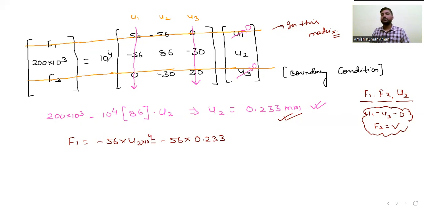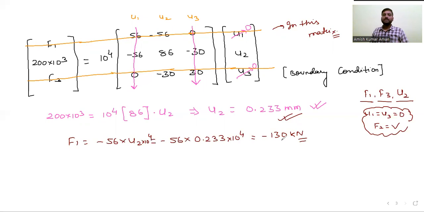10 to the power 4 is common, right? So it will be multiplied with this minus 56 into 10 to the power 4. So finally we are going to get this f1 value as minus 130 kilonewton. Just a simple calculation. Once you calculate, you are going to get the f1 value as minus 130 kilonewton.